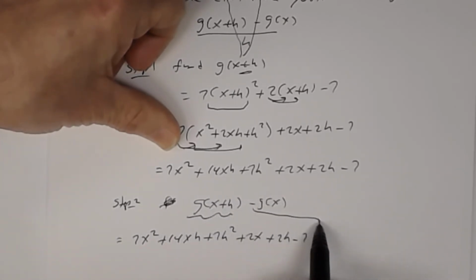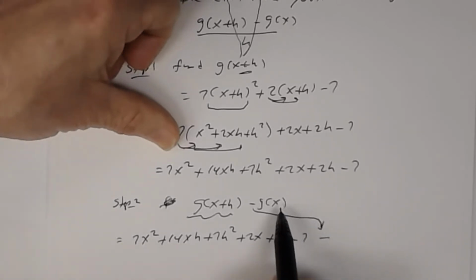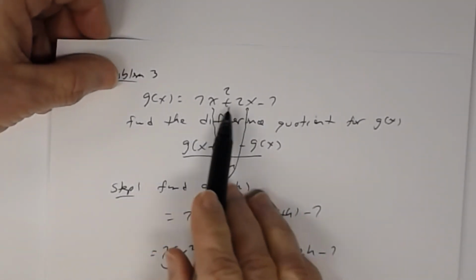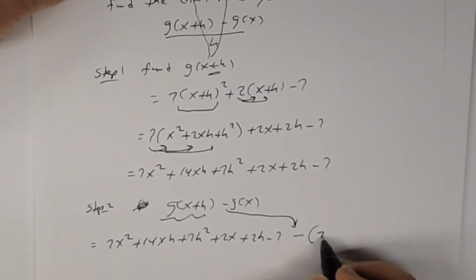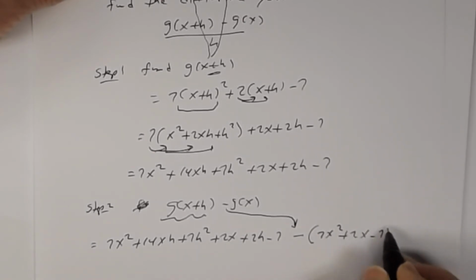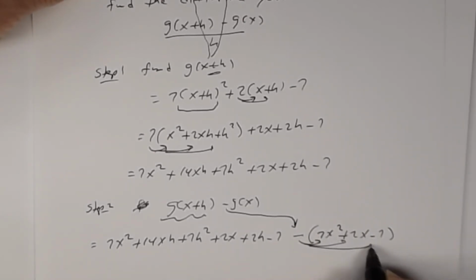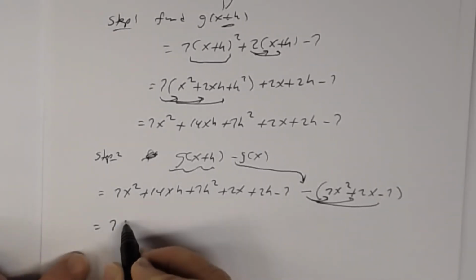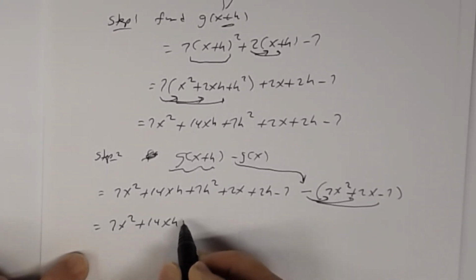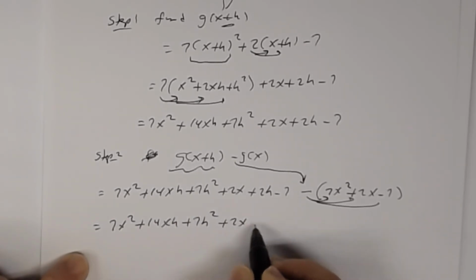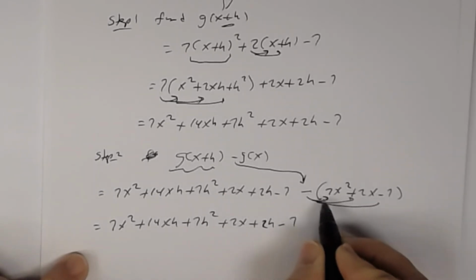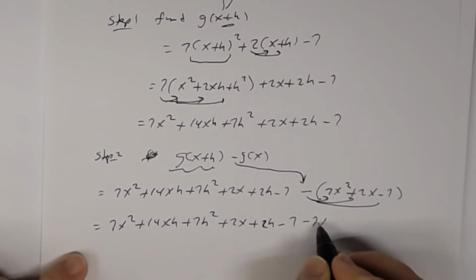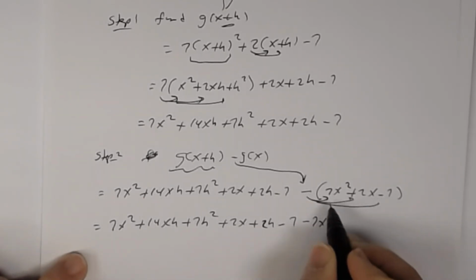Now you got to subtract, though. You got to subtract g of x. Well, remember, g of x was this trinomial. So this is g of x. Now I got to subtract this. So I'm going to subtract in parentheses 7x squared plus 2x minus 7. And now distributing, okay, distribute. And now I have this. 7x squared plus 14xh plus 7h squared plus 2x plus 2h minus 7, and then the opposite of each of these terms. The opposite of a 7x squared is a negative 7x squared. The opposite of a positive 2x is a negative 2x, and the opposite of a negative 7 is a positive 7.